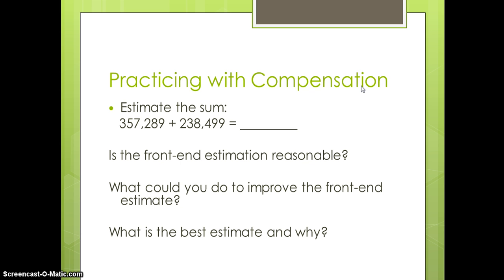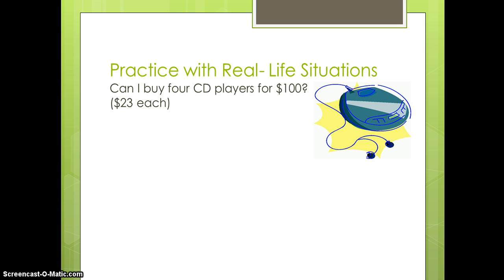Okay, next I would like you to practice with compensation. You're going to estimate this sum using front-end estimation: 357,289 plus 238,499. Is the front-end estimation reasonable? What could you do to improve the front-end estimate? What is the best estimate and why?